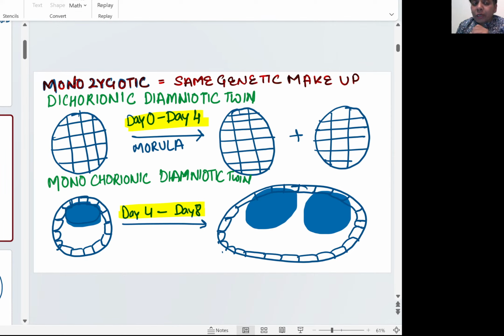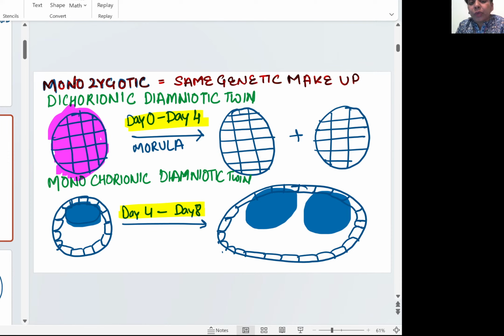Okay, monozygotic twins are of different types depending on when that one zygote has divided. When that one zygote divides, it will decide how the chorion and amnion will be. Now this is up to day 0 to day 4 of fertilization. It is morula, right? This is morula. Now if this morula divides, two morulas will be formed. Morula is a 16 cell structure.